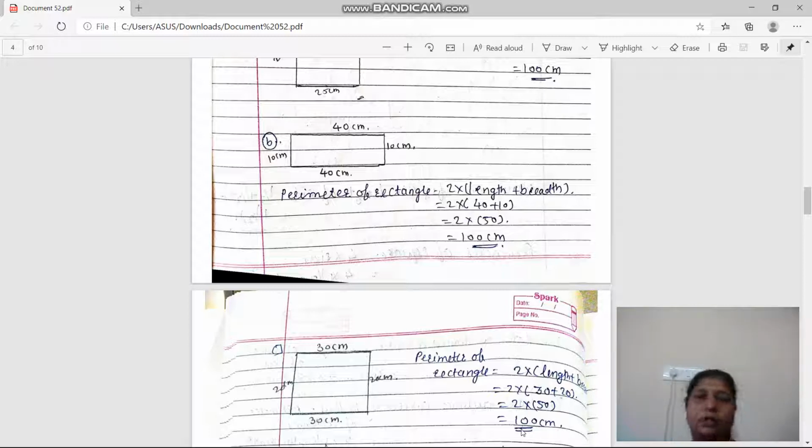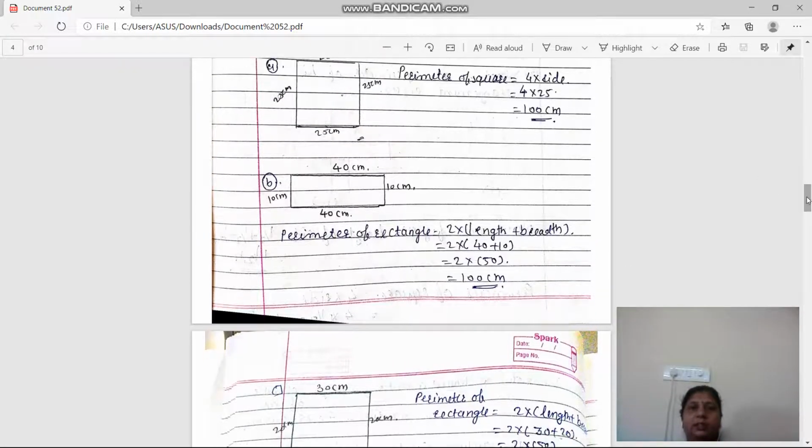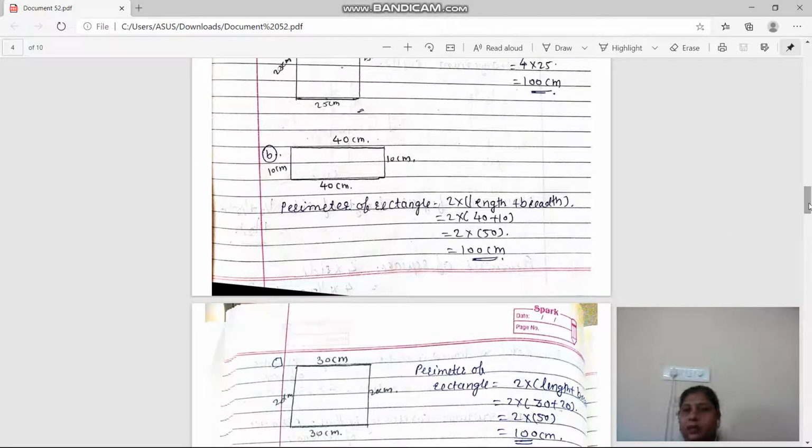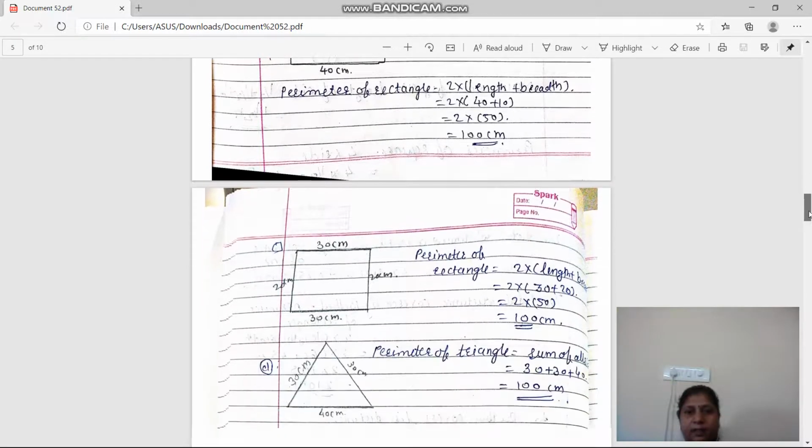Okay, so let's see here. Can you understand one thing in 3 figures? What is the perimeter of first figure? 100. And what is the perimeter of second figure? 100. What is the perimeter of third figure? 100. Okay, fine.